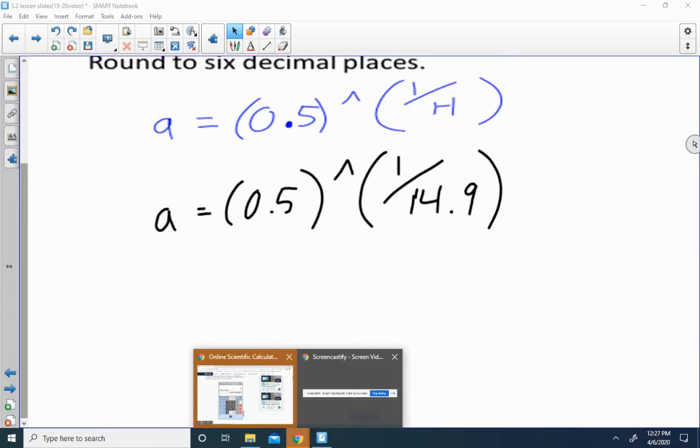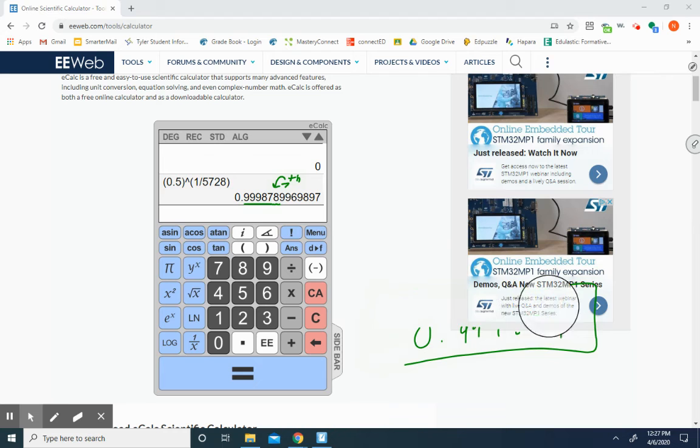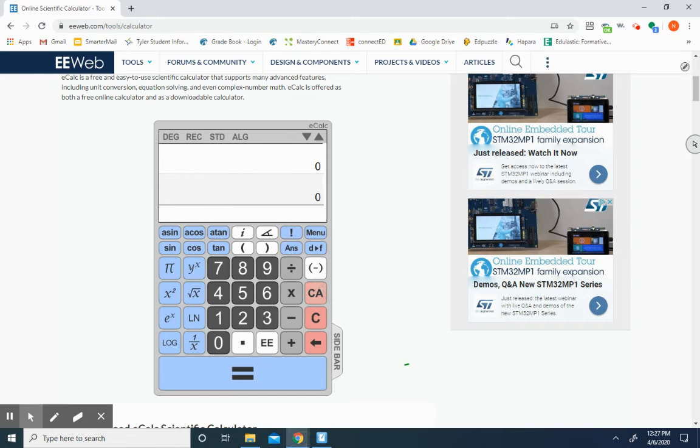Let's do it. Erase the previous answer. Clear. So again, parentheses, 0.5, close parentheses, to the power, parentheses, 1 divided by 14.9, close parentheses. Double check that all looks good. 0.5, parentheses, power, parentheses, 1 divided by 14.9. Press enter. And that's going to be our little a.